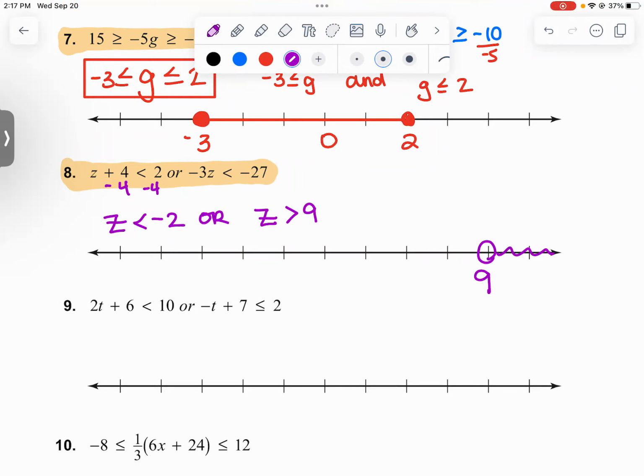So for this, we have 9, 8, 7, 6, 5, 4, 3, 2, 1. Uh-oh. Gonna have to count by 2s.